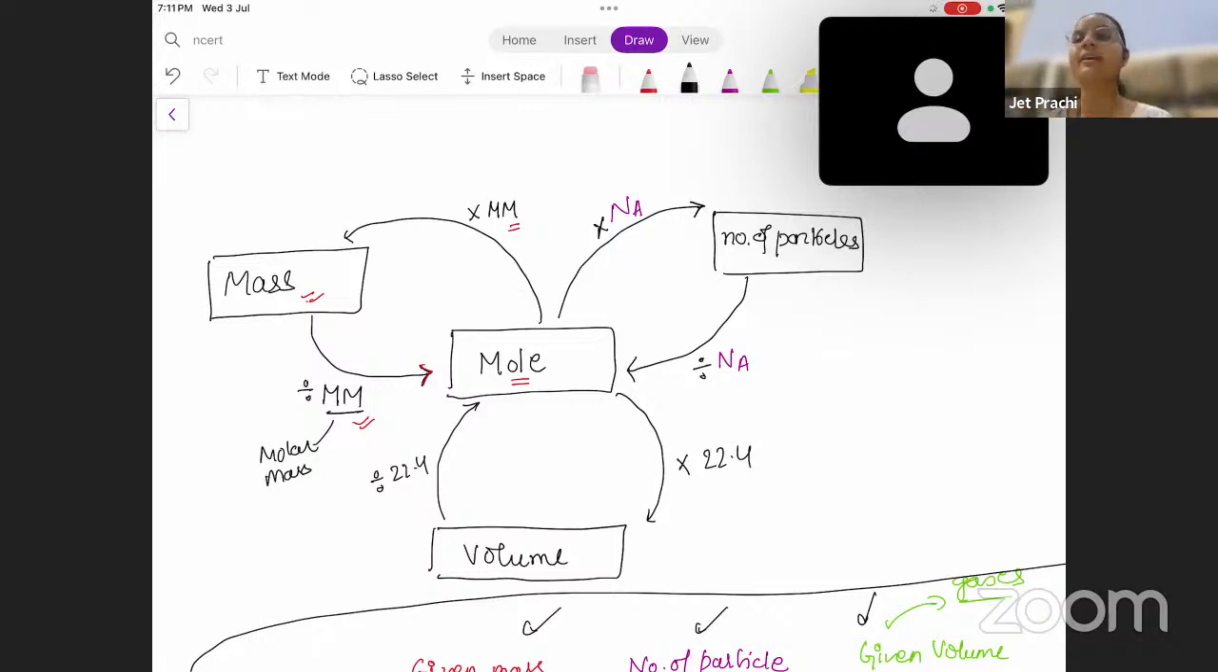You can stop here, because again and again I am telling you, this is a very important part of chemistry, which will be there in almost all the units. Especially, this will be very helpful in physical chemistry.